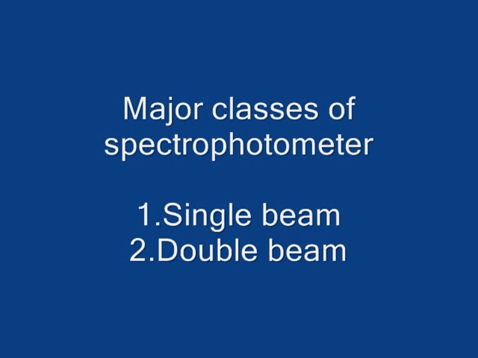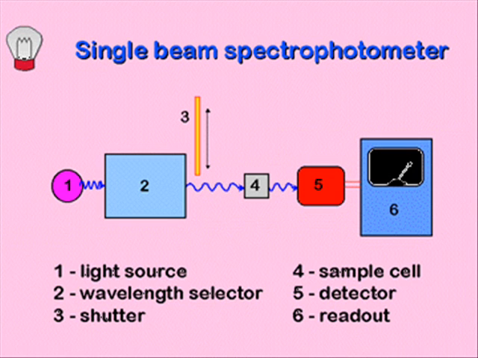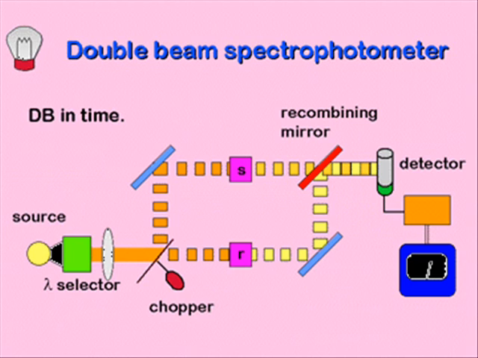There are two major classes of spectrophotometer devices. They are single beam spectrophotometer and double beam spectrophotometer. A single beam spectrophotometer measures the relative intensity of the beam before and after test sample. A double beam spectrophotometer compares the light intensity between two light paths, one path containing a reference sample and the another one is test sample.